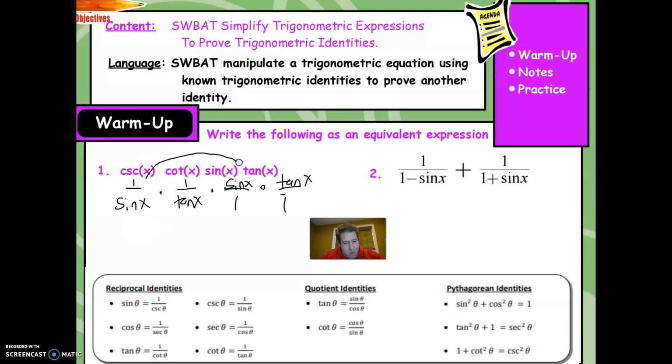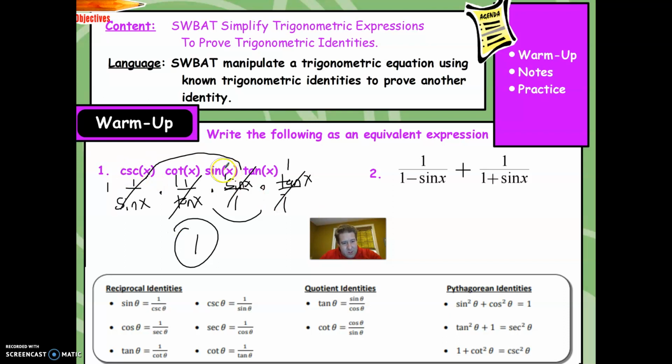We can use the commutative property of multiplication, so we can really multiply in any order we want. If I multiply this times this, sine of x over sine of x is 1. So these basically cancel each other out. And then 1 over tangent of x and tangent of x over 1 are reciprocals of each other, so they also turn into 1. So the answer is 1.